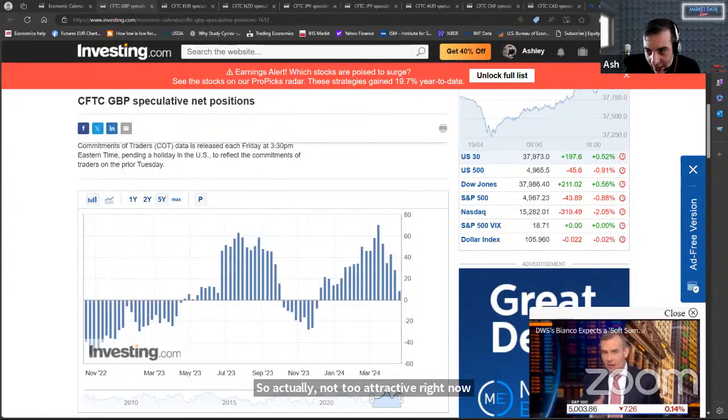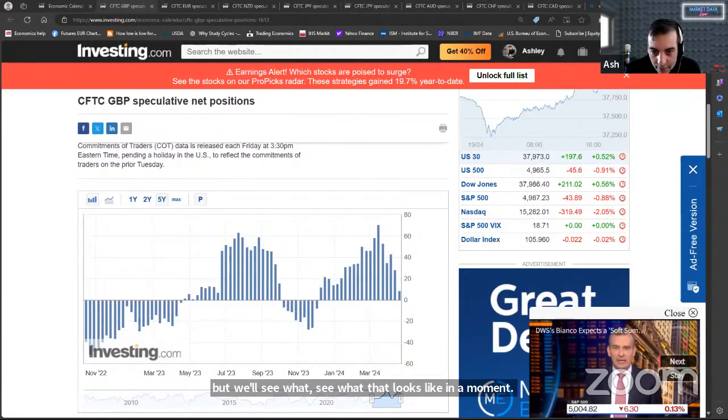The Swissy is possibly a little bit different with the pound, but we'll see what that looks like in a moment. Let's have a look through some of the other COT data as well.